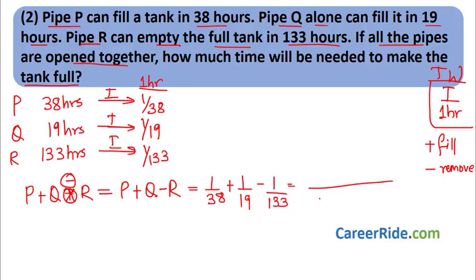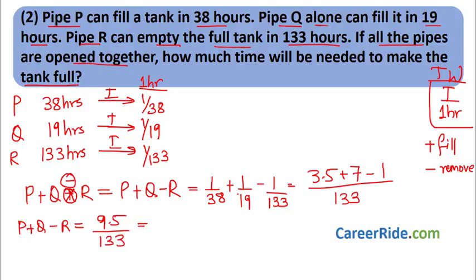We take 133 as LCM, because 19 into 7 is 133. So for 38, for 133 we'll have 1 over here. For 19, 7s are 133, and 38 is twice of 19, so this should be half, 3.5. So what will we get over here? P plus Q minus R would be 7 minus 1 is 6, 9.5 upon 133.